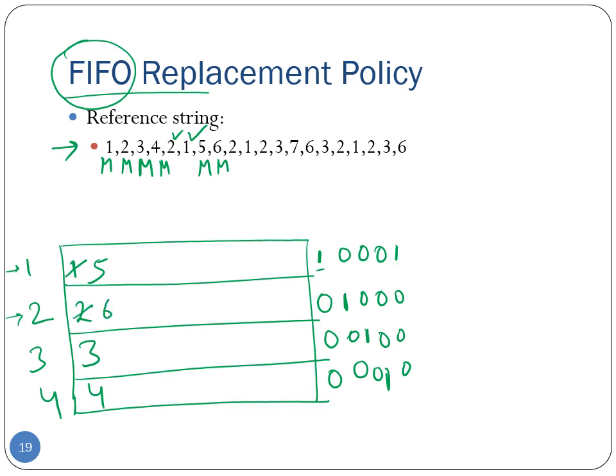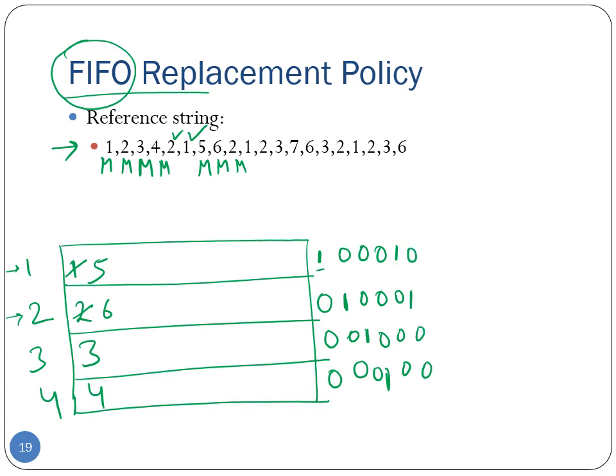Next we access 2, which is again going to be a miss. We just now evicted 2, so again we have to bring in 2 here. And actually I forgot to update the reference string after bringing in 6, so let's do that first. So let's update this reference string, and now let's move on to 2.